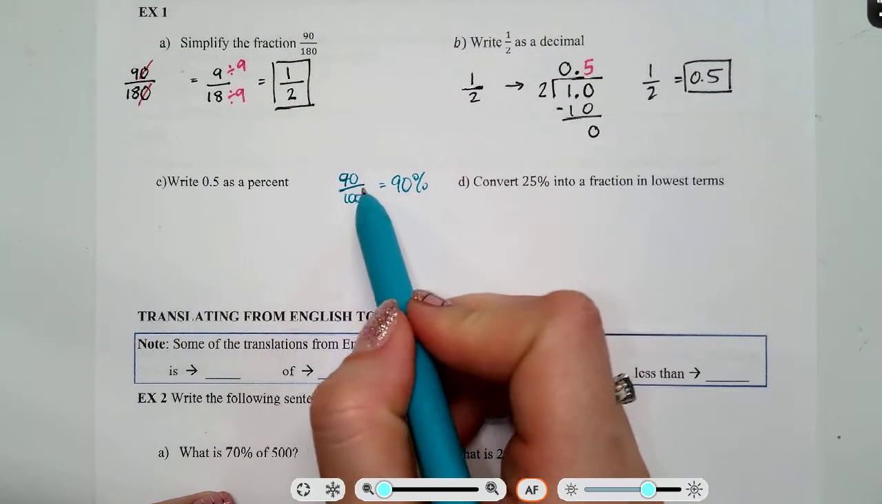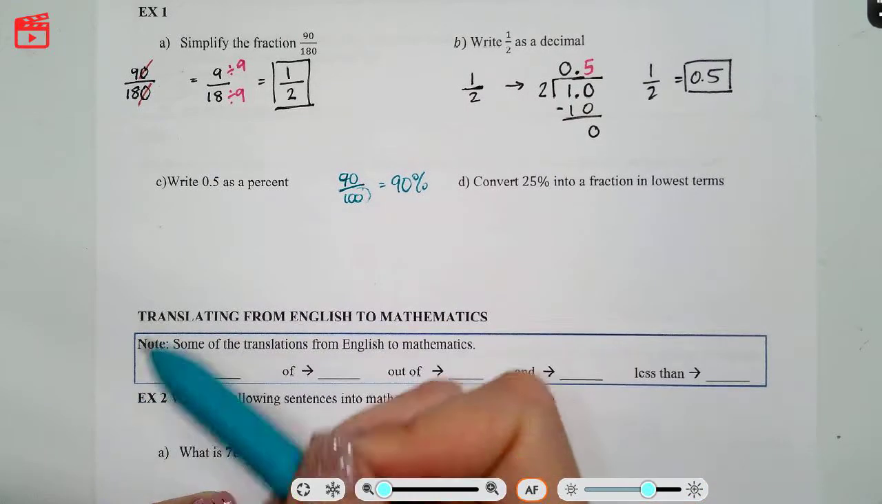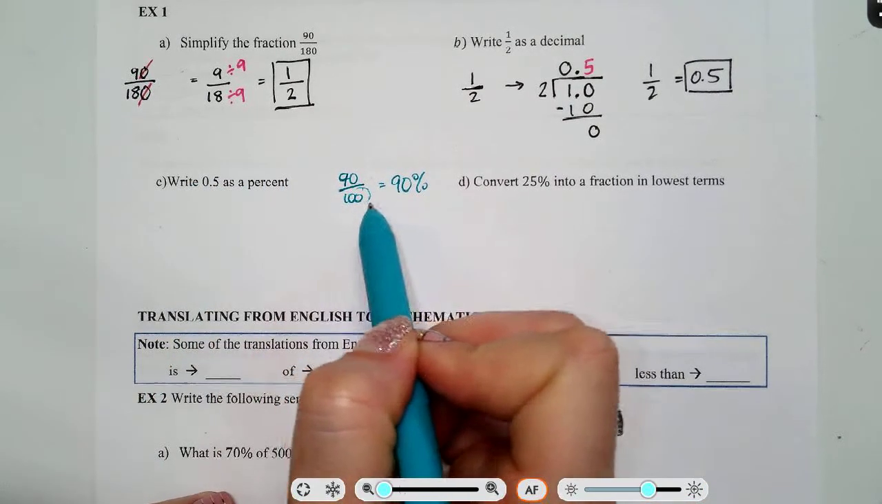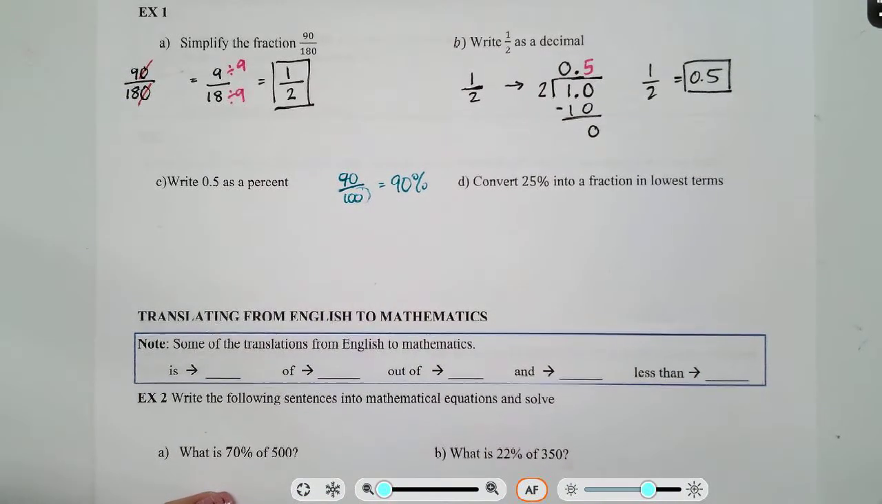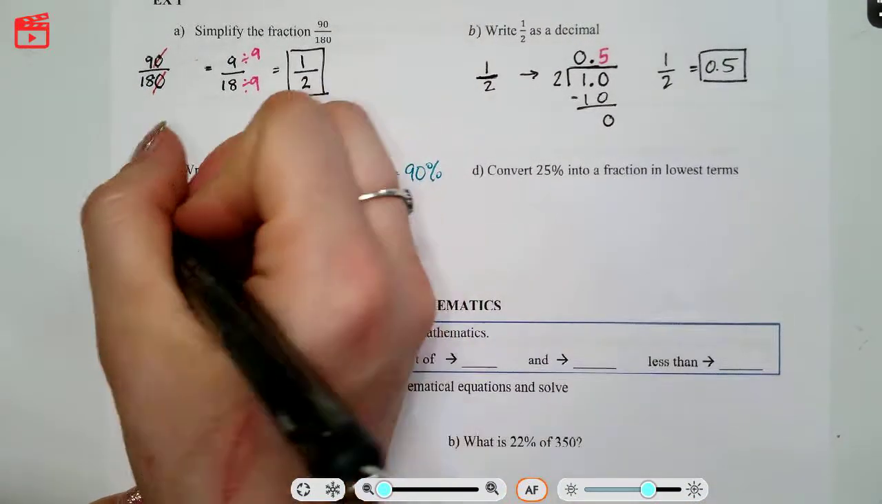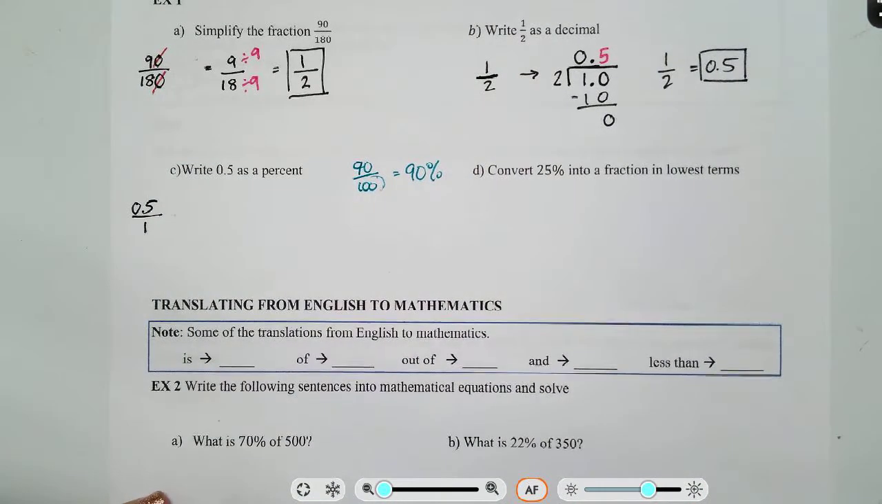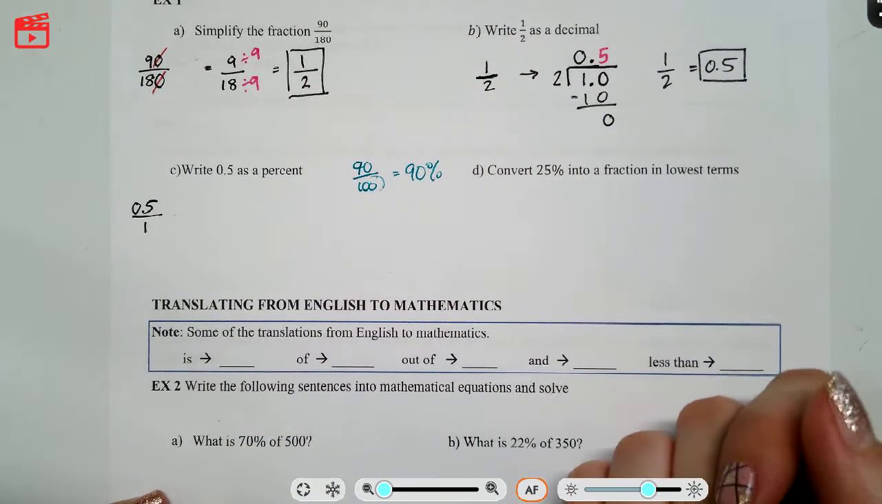That's how you get a percent. It's something over 100. So my goal is to write 0.5 and somehow find a way to get a fraction with 100 on the bottom. But at the moment, we only have 0.5 over 1. Remember, we can do that with any number. We just write it over 1. So that's all we have.